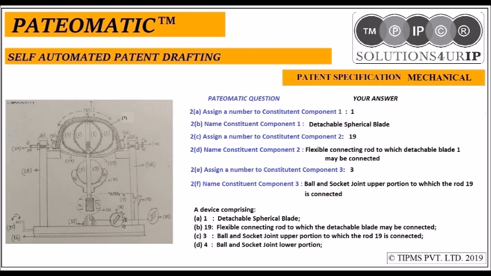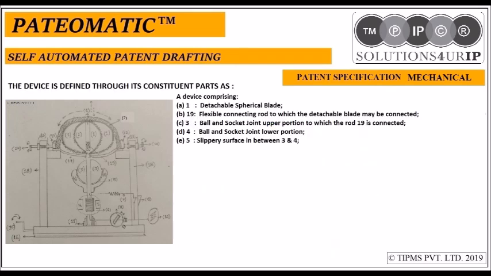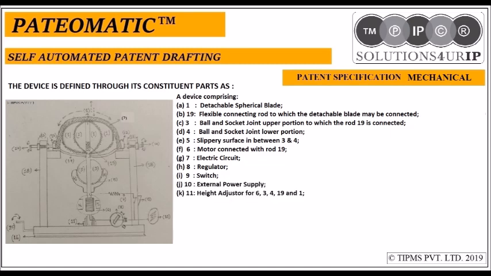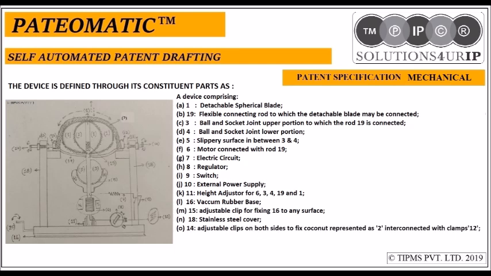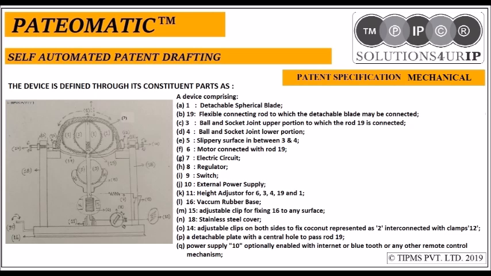Please note, you are not at all allowed to provide any written explanations on the figure itself. The figure must and should contain only the numbers of the parts. Therefore, please continue to first number the part and then name the part. You will see that the patent specification generated through PATEOMATIC will automatically contain the name of the part along with the number of the part, and the explanation provided with respect to the functional aspect of each of the parts as shown here.